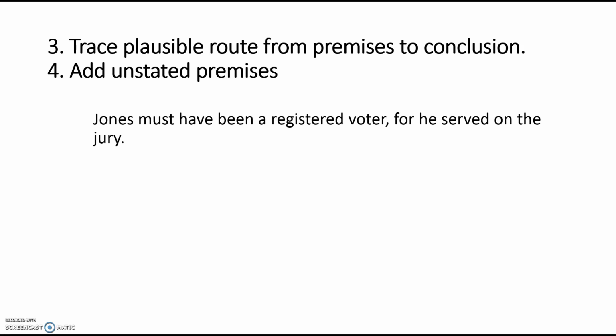So look at this. Jones must have been a registered voter, for he served on the jury. Now, what we've got here is a conclusion and one premise. But there's a missing premise that's necessary in order to make this valid. I mean, of course, it's possible, it's conceivable that Jones served on the jury but wasn't a registered voter. Unless this is an unstated premise. All the jurors were registered voters. So you need to fill in that unstated premise that's necessary to make this a good argument.